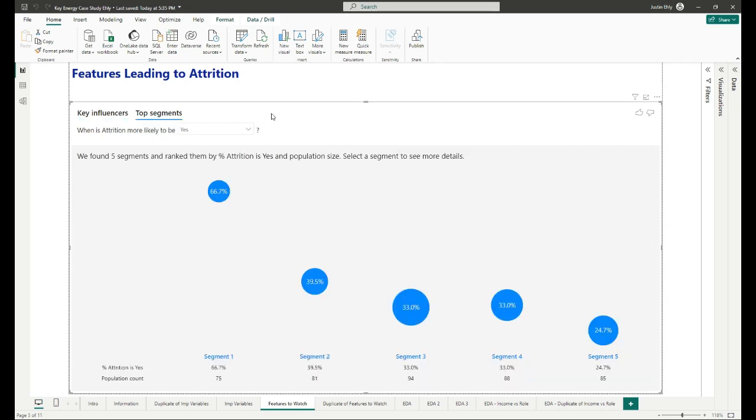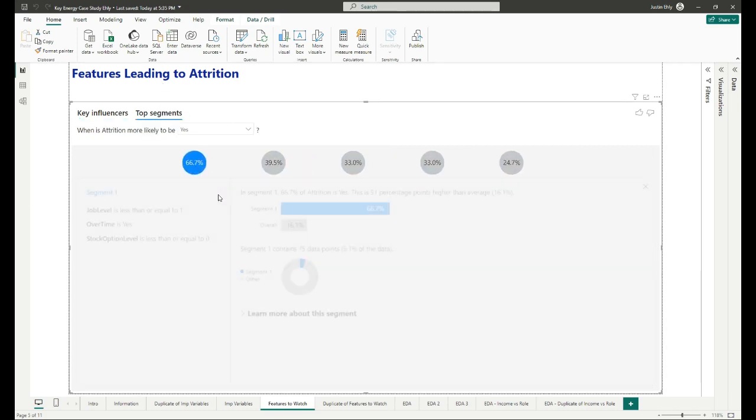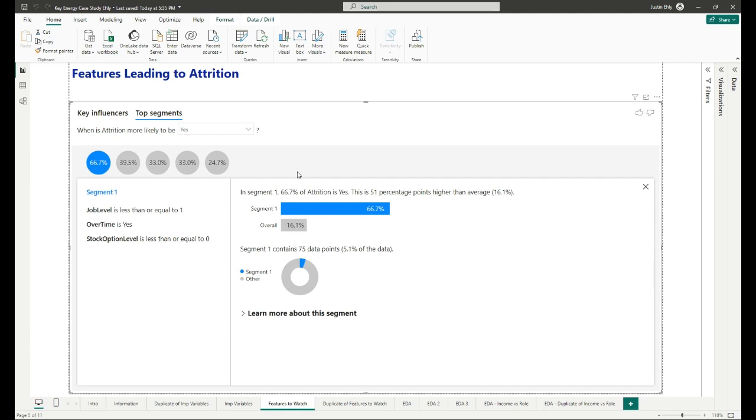Power BI also does a great job of building us some segments and saying, hey, these are the combinations of variables where you're probably going to have your most attrition. Segment number one is job level less than or equal to one, being the lowest, overtime yes, and stock option level is 0. People that meet this criteria are roughly 67% likely to leave a company, which is 51 percentage points higher than the average of 16.1%.